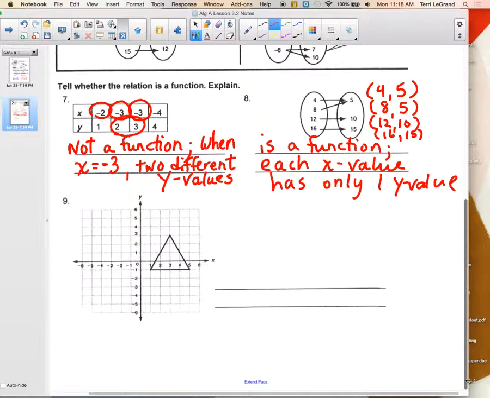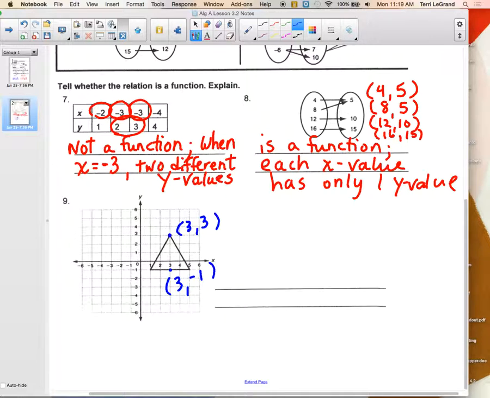Okay, how do you feel about number 9? Is that a function? Let me do something for you because we're running out of time here. Let's put a point here and let's put a point right here. So put a point up here at the top of our triangle and put one down here at the bottom right here. What are the ordered pair names for those points? What's this one's ordered pair name? 3, 3. Okay. What's this one's ordered pair name? 3, -1. Okay.